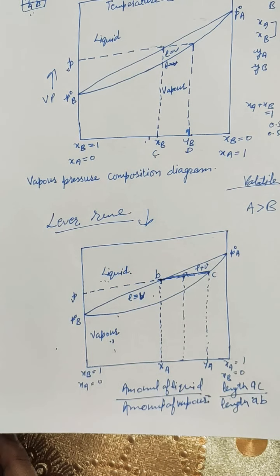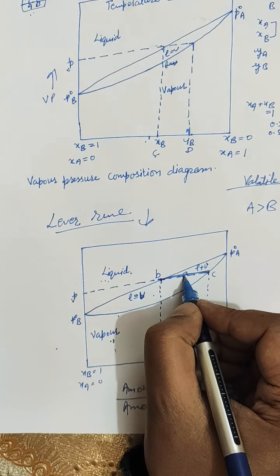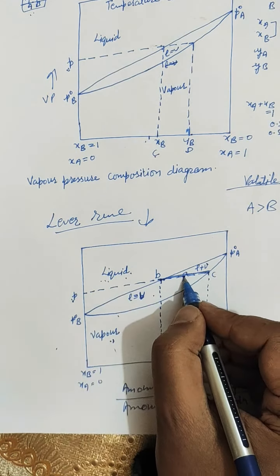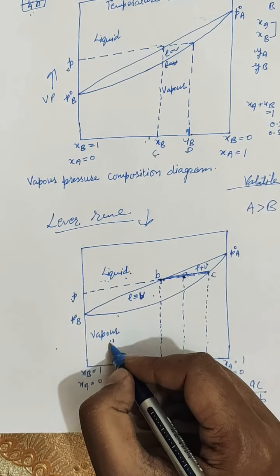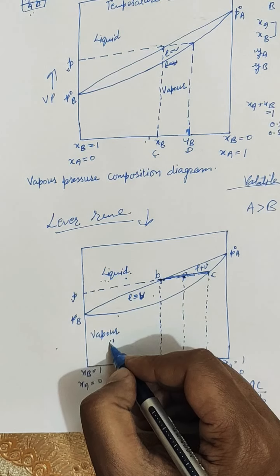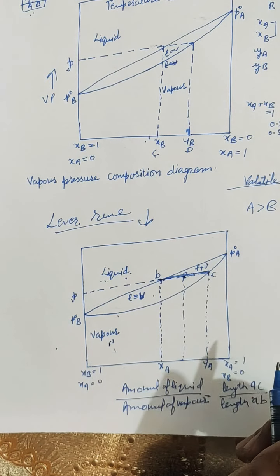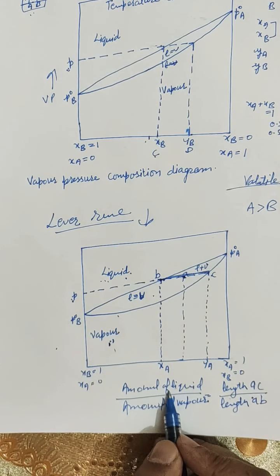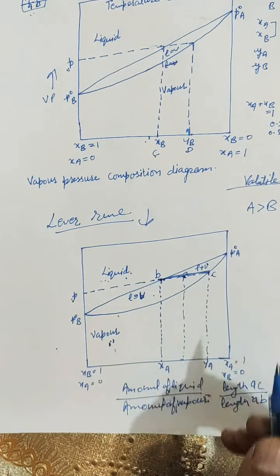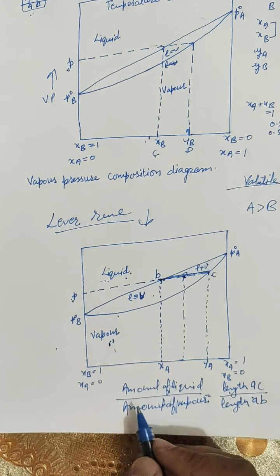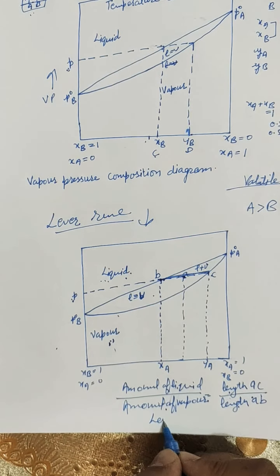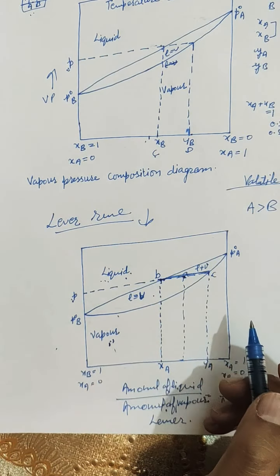So what does the lever rule say? Let me repeat once again. On moving from A toward B, there is an increase in the liquid phase, and on moving from A toward C, there is an increase in the vapor phase. If you want to obtain the amount of liquid or vapor on this line, we have to measure the length AC over AB, and it will be equal to the amount of liquid over vapor. This is termed the lever rule.